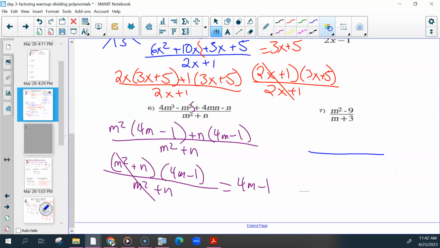What will give you m squared? M times m. What times what will give us 9? 3 times 3. So our factors are m minus 3 and m plus 3. So what's our final answer? M minus 3.